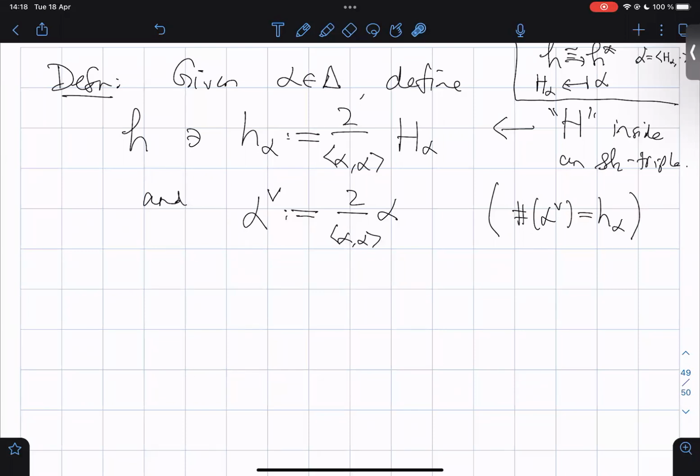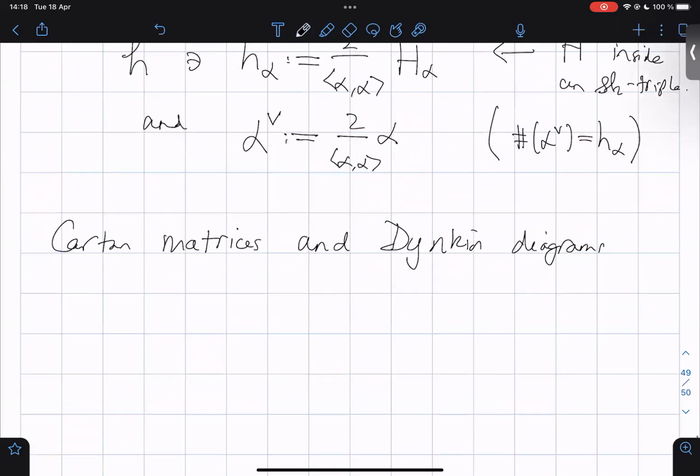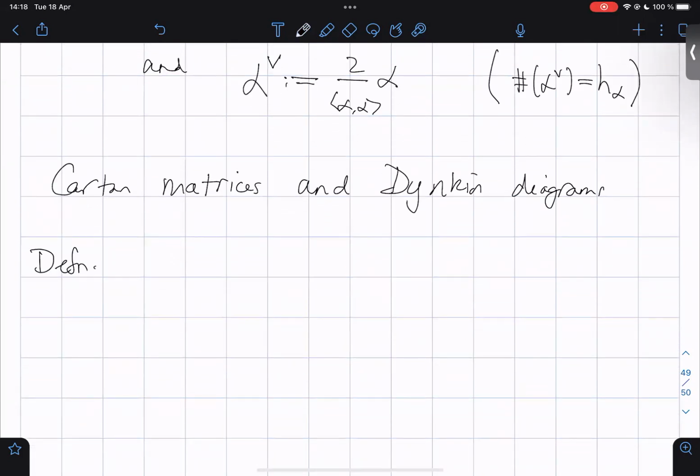Okay, so let's continue. So we're going to talk about Cartan matrices now. We saw before the root diagram, but we're going to actually compress that information even more to the so-called Cartan matrix and Dynkin diagram. Okay, so let me give you the Dynkin diagrams. These are extremely important objects as we go along with the theory.